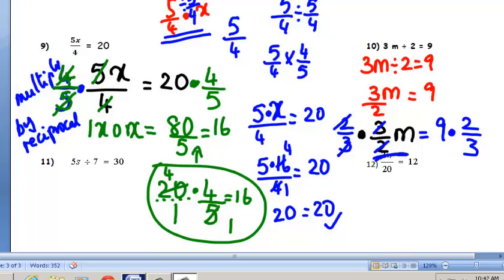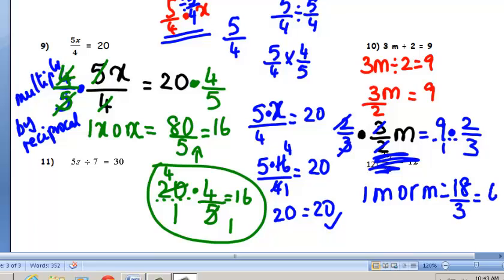So we have 1m, or m, equals 9 times 2, 18 over 3, which is 6. I'm going to do this just in case you need it, but you don't have to. Or you can just cross out, that's also okay. If you want to do this, 3 goes into 3 once, 3 goes into 9 three times, 3 times 2 is 6. So either way, it's the same answer. So your final answer is 6.